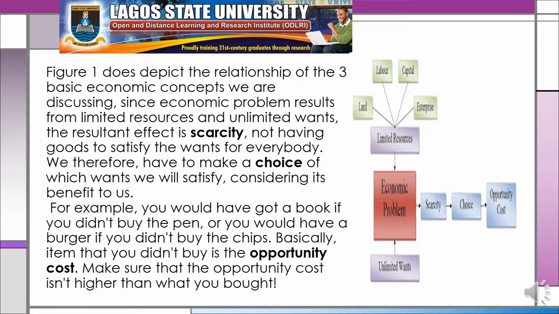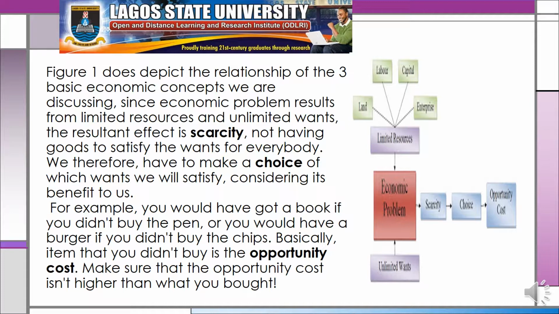Choice: the decision individuals and society make about the use of scarce resources. Because of scarcity, choice must be made. Making a choice involves a trade-off. That is, you choose one and you leave the other.